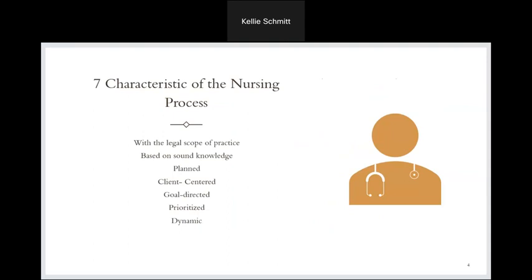There are 7 main characteristics of the nursing process. We must stay within the legal scope of practice. This might be the most essential characteristic of the nursing process. We must stay in the legal scope of the nursing process.